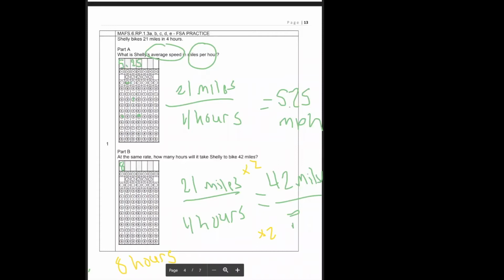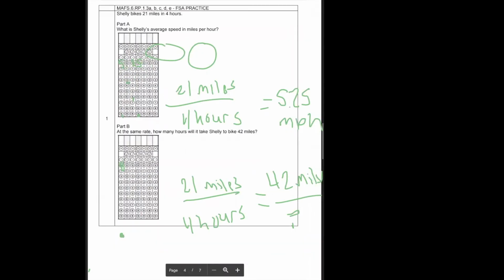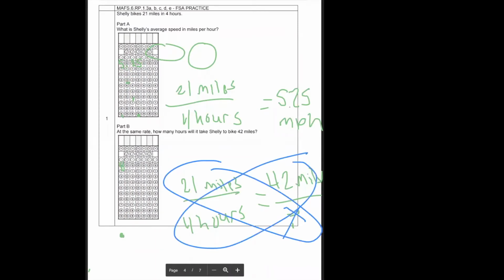But again, if you did not notice that relationship and just went the way of solving, you would have to cross multiply, like I've been saying. This can just be an x. You cross multiply, so you get 21x is equal to 42 times 4. You get 168, and then you divide by 21 on both sides.